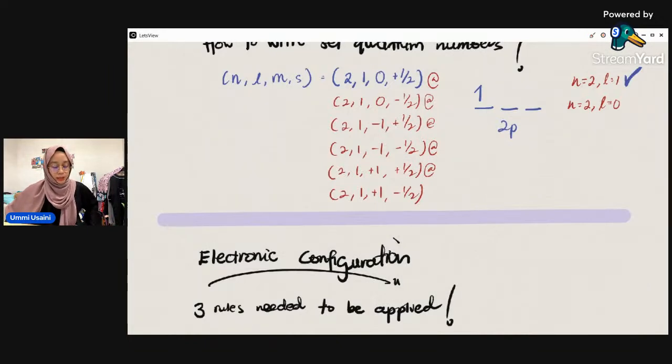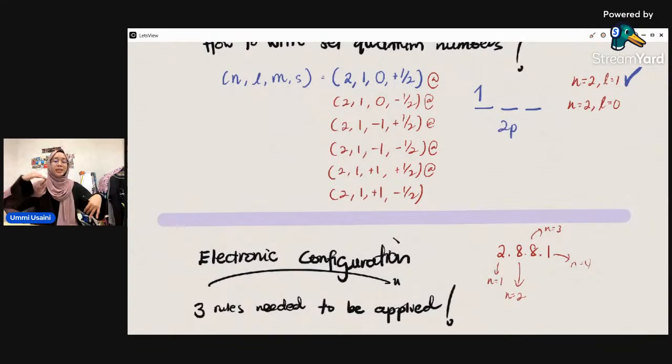Previously in high school, cara kamu tulis electronic configuration adalah macam ni, 2.8.8.1 macam tu kan. 2 ni merujuk kepada orbit yang pertama. And then yang 8 ni merujuk kepada orbit yang kedua. Okay, meanwhile yang second 8 tu merujuk kepada n equals to 3, dan last sekali merujuk kepada orbit yang keempat. Okay, so this is the one that you have learned previously in high school.